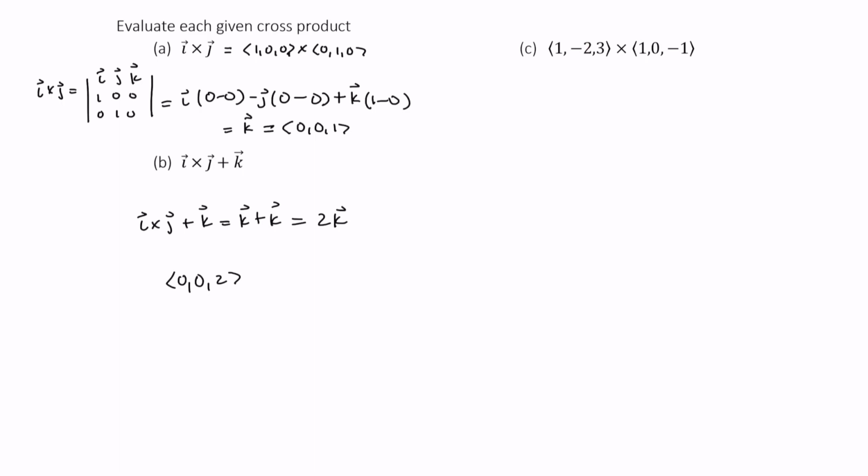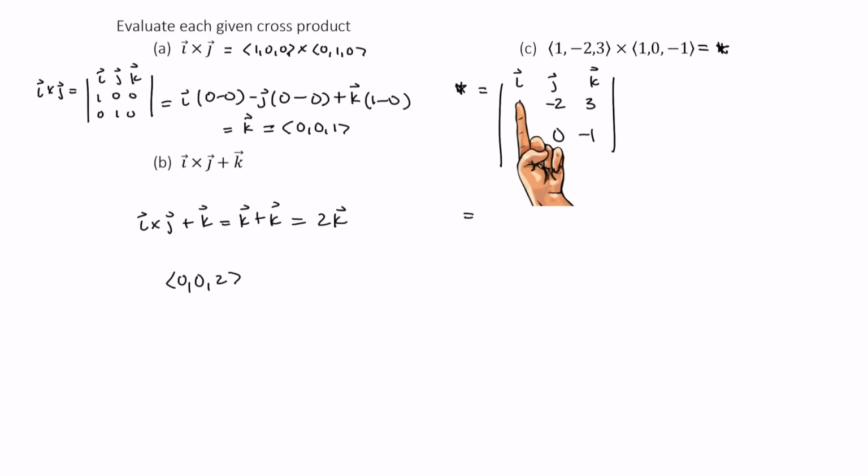All right, so let's get to one that's a little more interesting. I'm going to just quickly call this star so I don't have to rewrite all this. And star is equal to, let's go ahead and set up our matrix here. I have 1, negative 2, 3. That's the first vector. The second vector is 1, 0, negative 1. So let's cover up both numbers below i. And now multiply along the diagonal. Negative 2 times negative 1. That's positive 2. And then from that we subtract 0 times 3, which is 0.